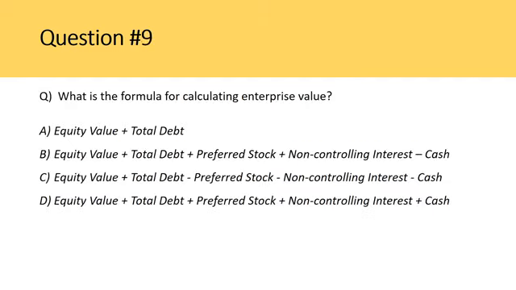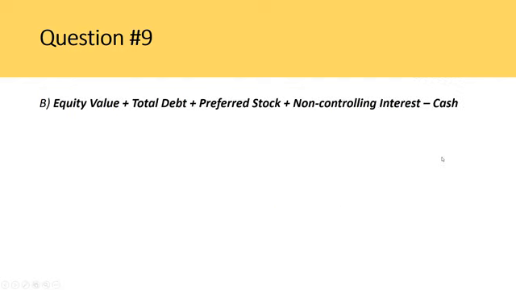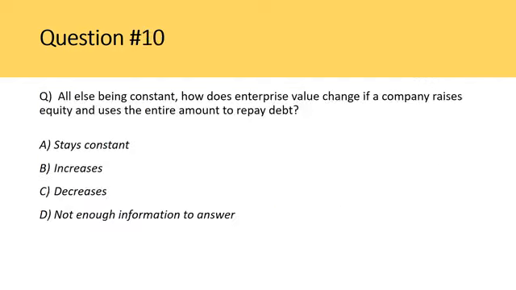Okay, so question 9. What is the formula for calculating enterprise value? Another very important question. Well, it's equity value plus total debt plus preferred stock plus non-controlling interest minus cash and equivalents. So the correct answer would be equity value plus total debt plus preferred stock plus non-controlling interest minus cash. So it would be B. That would be the correct answer for the enterprise value. Question 10.